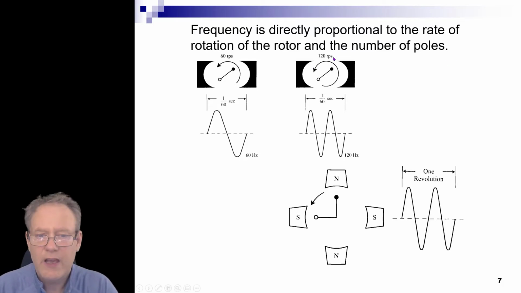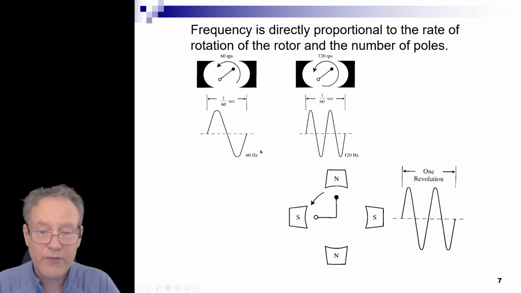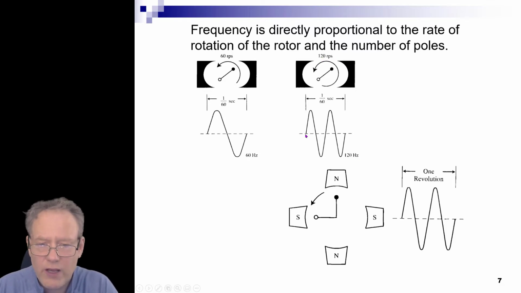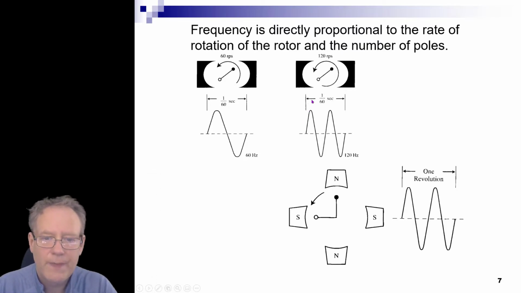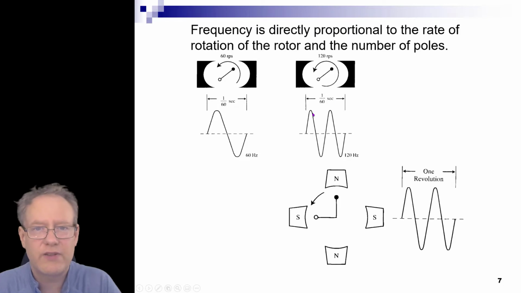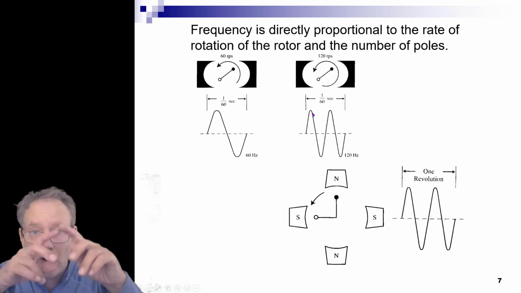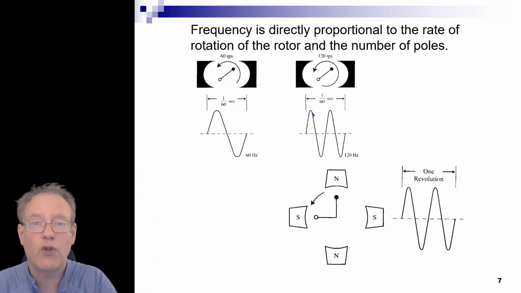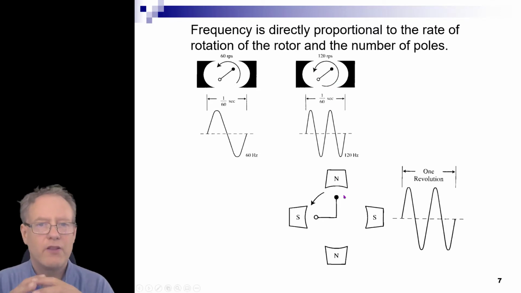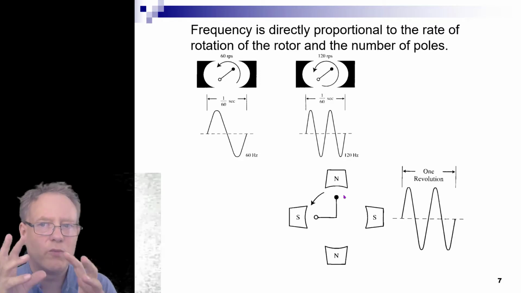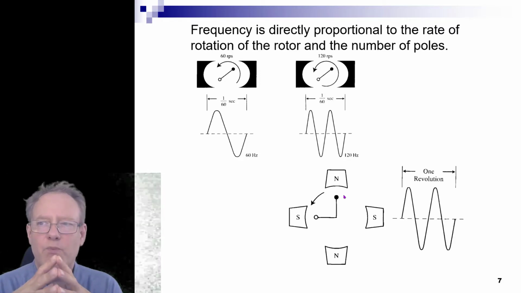Now look at this. If I were to increase this to 120 rotations per second, my frequency increases. I get 120 hertz. Essentially what's going on is that in 1 second, or in a 60th of a second, I have 2 full rotations, or 2 of these full waveforms. And yes, they are sinusoidal, because this is moving in a perfect circle.